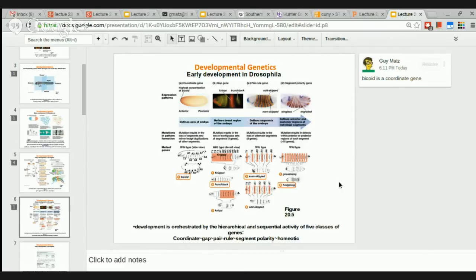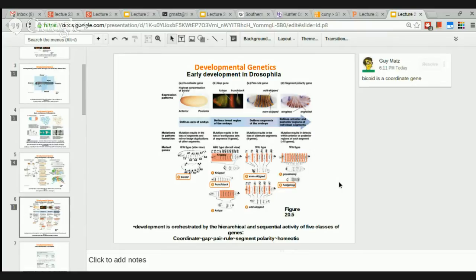And once again, I'm reminding you what I told you before. If even skipped is expressed, for example, here, it doesn't mean it's activating the same genes as over there. Because the cells in T3, the cells in A2, have already differentiated at that point. They respond differently to even skipped or to odd skipped, etc., than the cells in A8. That's an important thing to remember.